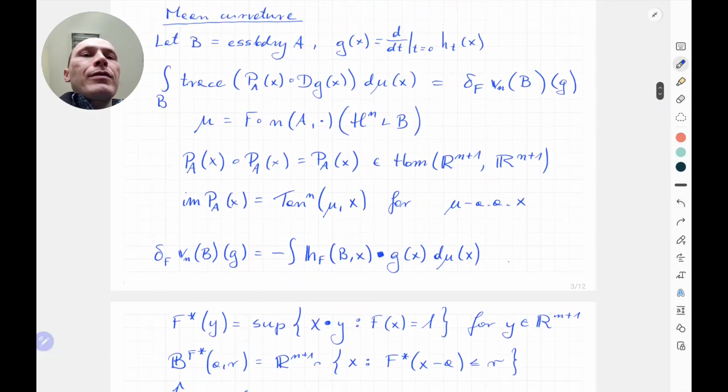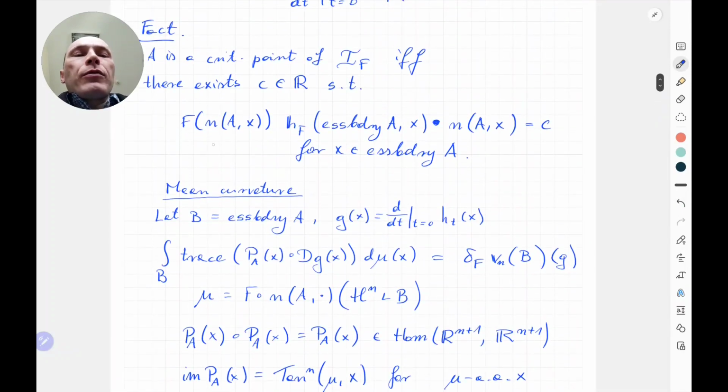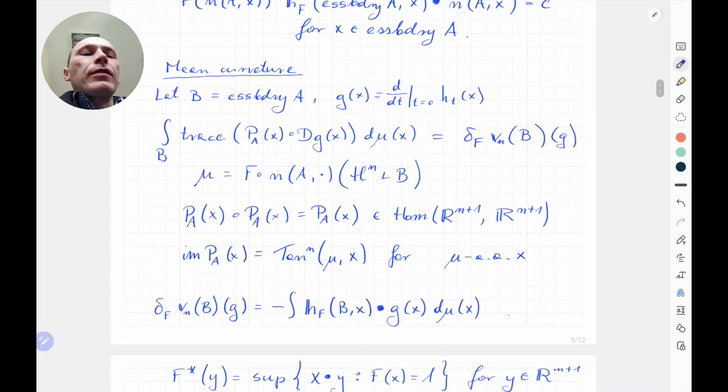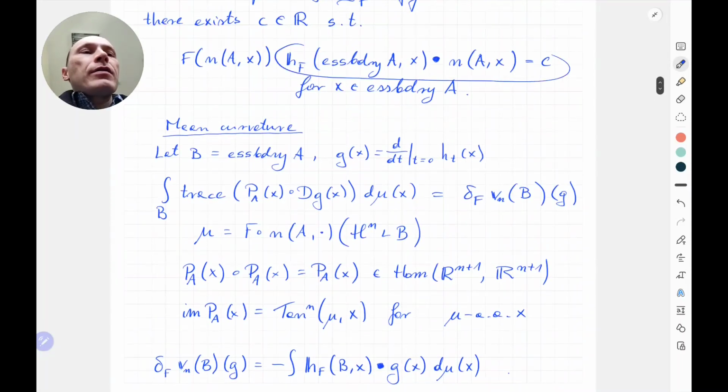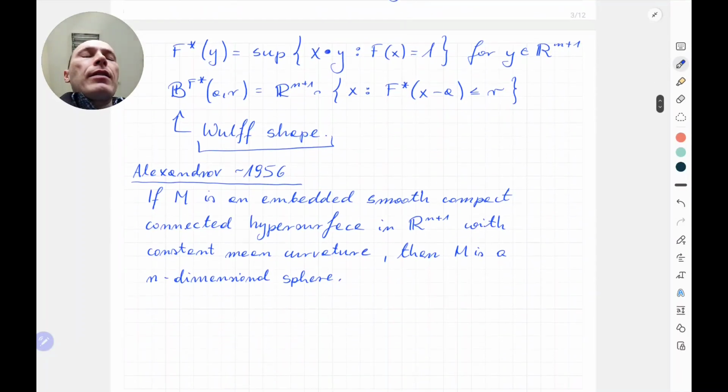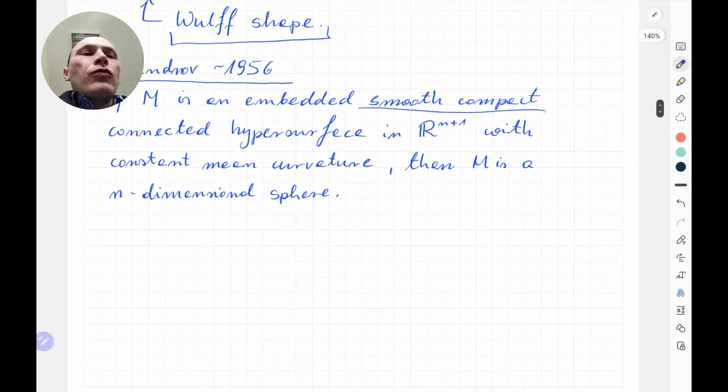So in that case, the Alexandrov theorem is only for Euclidean mean curvature, which means that F is just the Euclidean norm, which means that this is equal to 1, and H_F is the classical mean curvature vector, and we take the scalar product with the normal vector, and we assume this is constant. So by constant mean curvature, I mean that this is constant. So any such smooth, compact hypersurface in R^{n+1} with constant mean curvature must be an n-dimensional sphere.